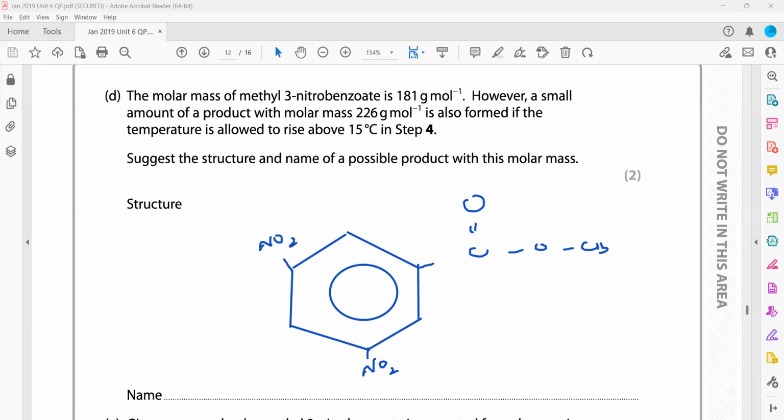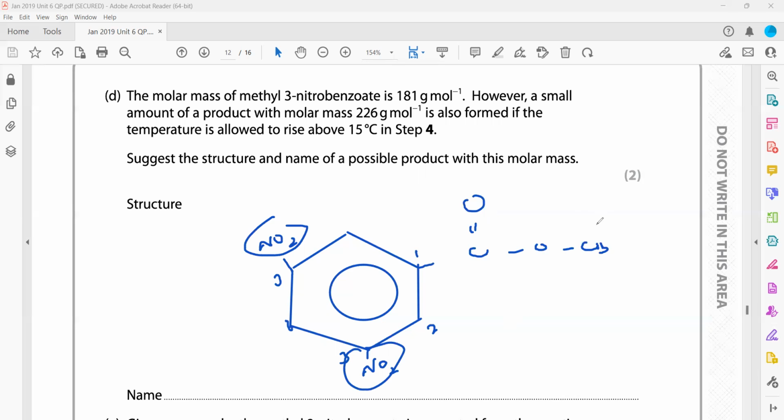Now how do we name this benzene ring structure? We count the positions: this is the first position, and second, third, fourth, fifth. Or you can count the other way around: 1, 2, 3, 4, 5. So at the third position and fifth position, we have a nitro group. So 3,5-dinitro, because there are 2 nitro groups. And first we have a methyl, this group is a methyl, and then 3,5-dinitro benzoate.